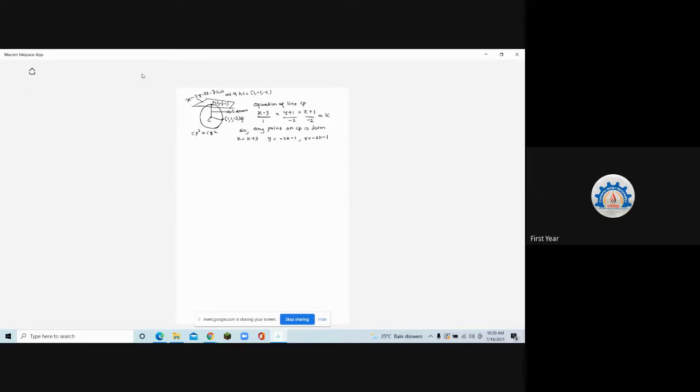Yes or no? Yes, ma'am. Yeah. Now tell me what you are going to use to find K. We have to find K, na? Then only I'll get the center. CP square equal to CQ square condition. Quickly.